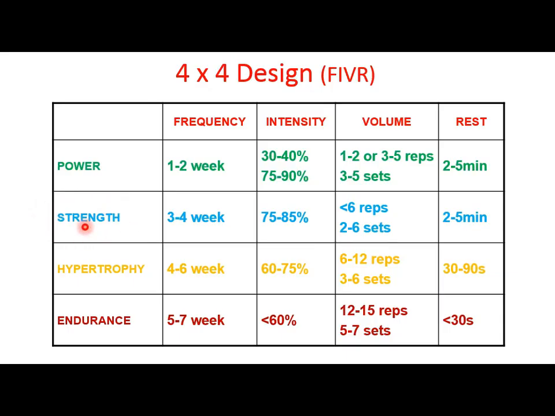So if you've done the needs analysis and one of their goals is to increase strength, then they need to go 3 to 4 times per week, 75 to 85% of their 1RM, 6 rep range or lower because they're lifting heavy, high loads, 2 to 6 sets with 2 to 5 minutes of rest. Hypertrophy, 4 to 6 times per week, 60 to 75%, 6 to 12 repetitions within 3 to 6 sets with 30 to 90 seconds of rest.